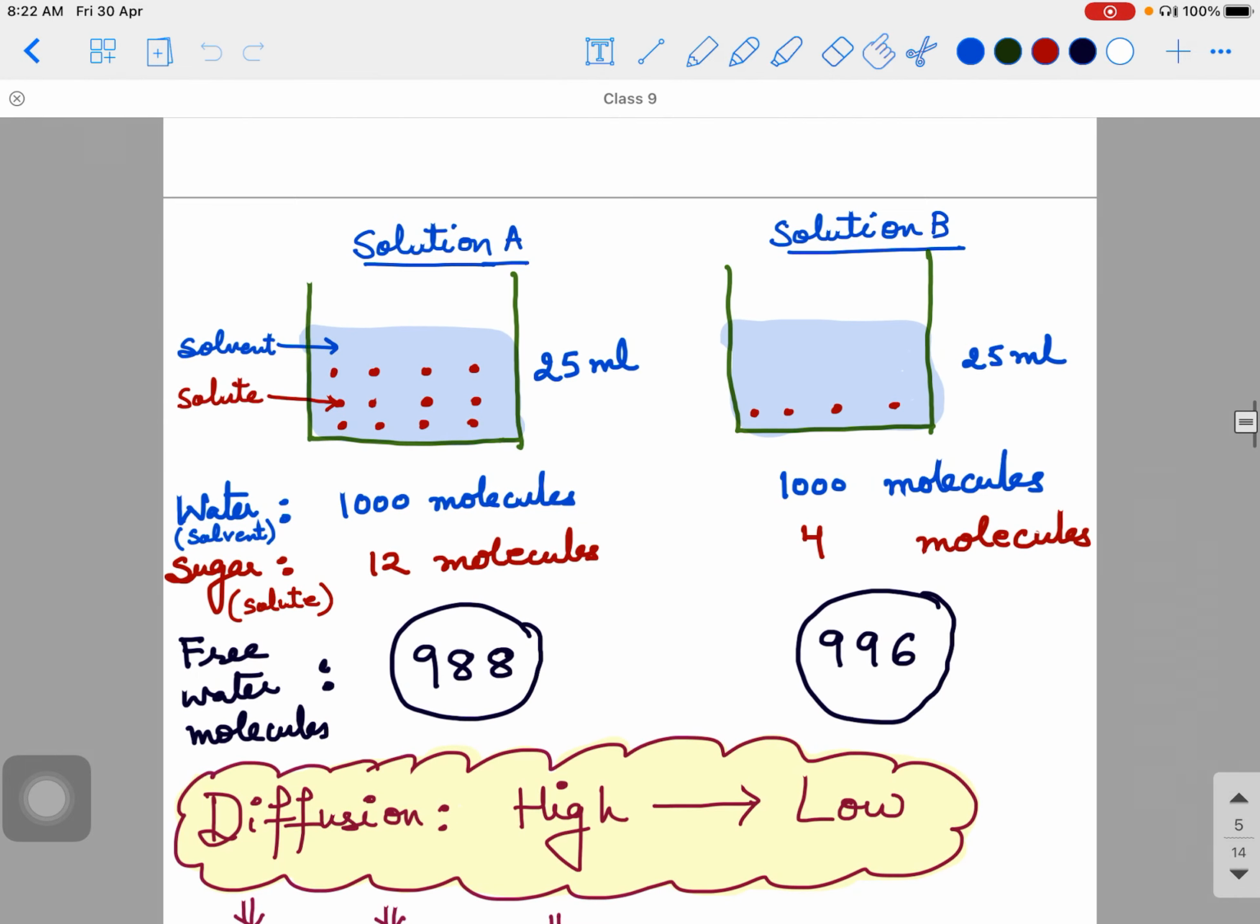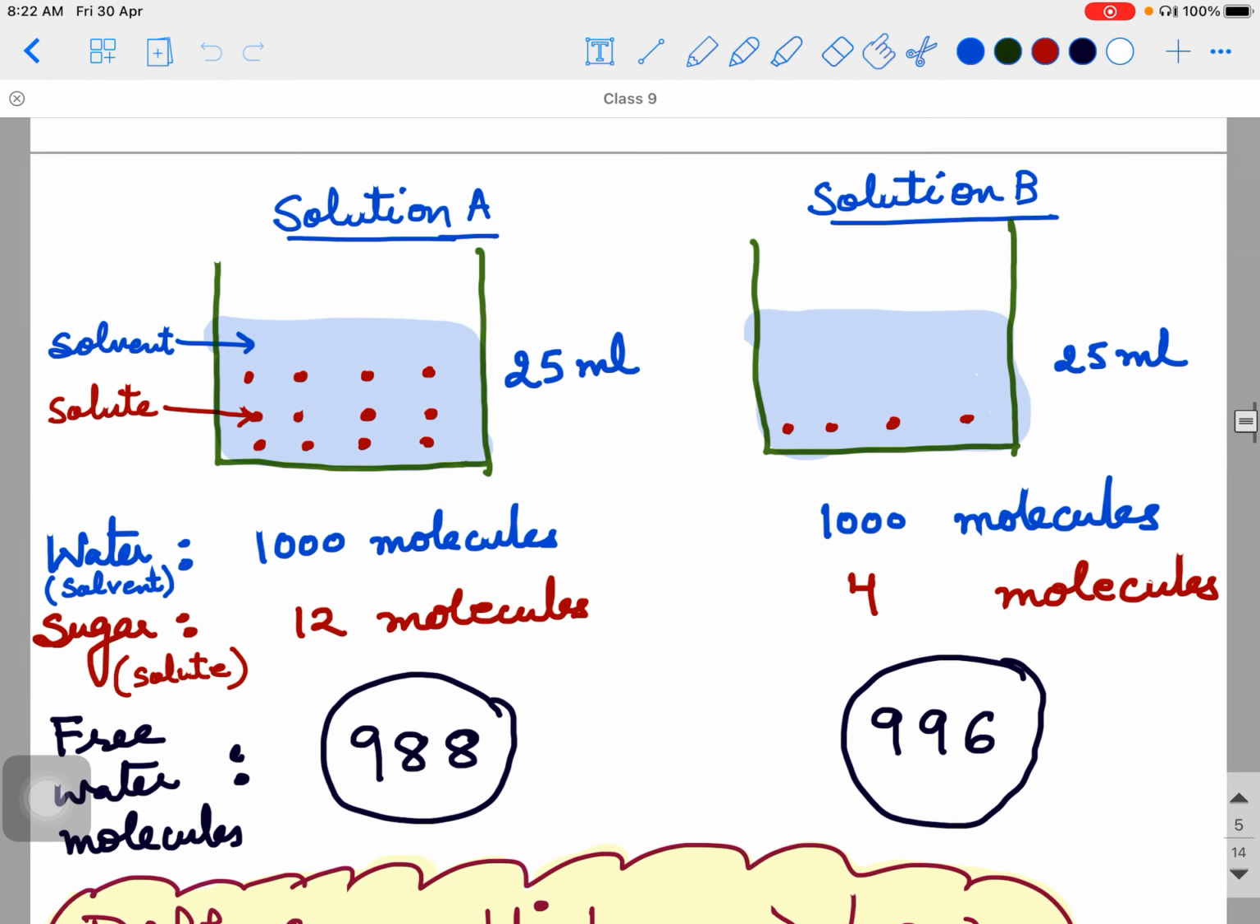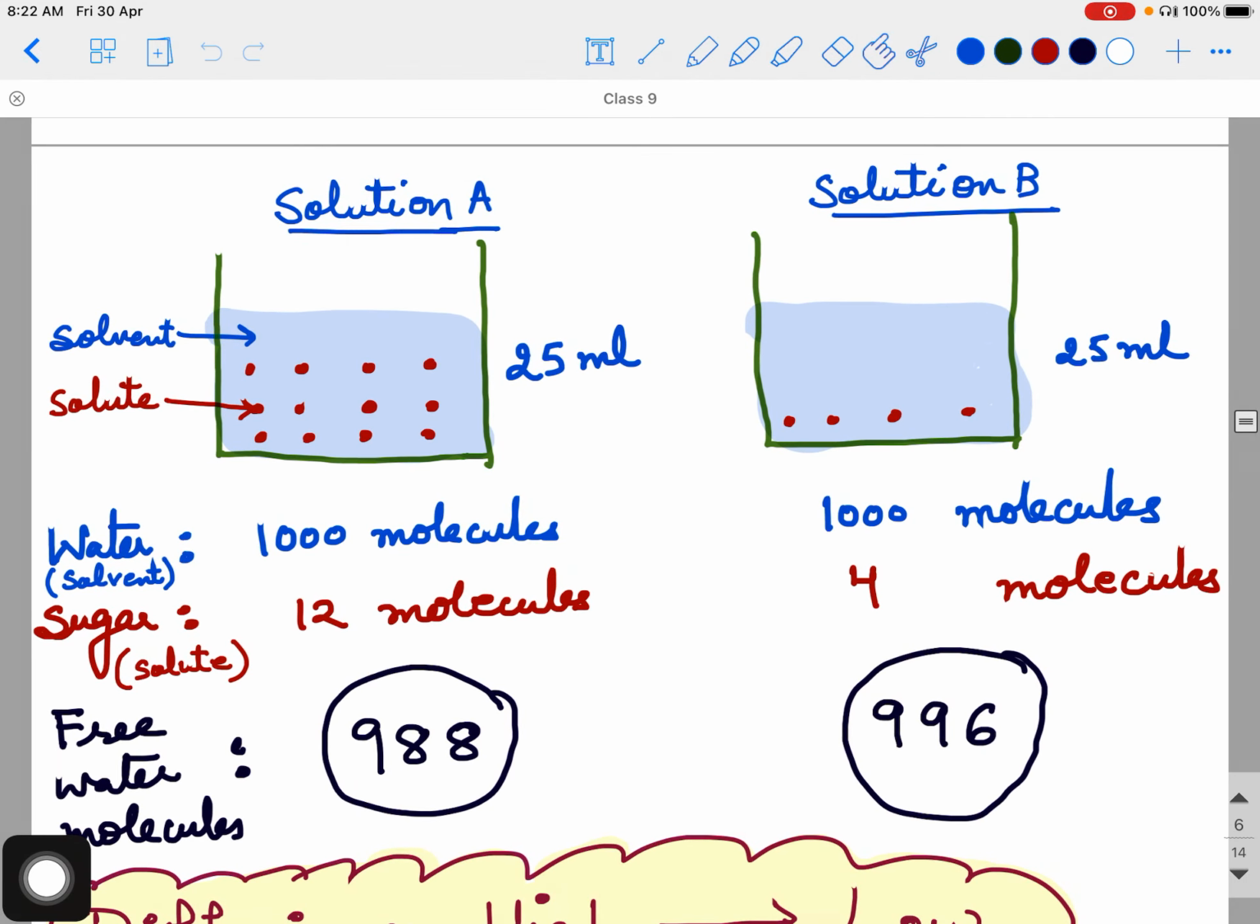Here we'll try to understand the meaning of concentration, higher concentration, lower concentration. Here you can see that we have taken two solutions. Solution is prepared by mixing solute into solvent. We can have any solute, we can have any solvent, and depending on their nature, there will be mixing of solute in the solvent and solution will be prepared. You can see that in solution A, we have taken water as a solvent and sugar as a solute. And solution B also, same things we have taken, water as solvent and sugar as solute.